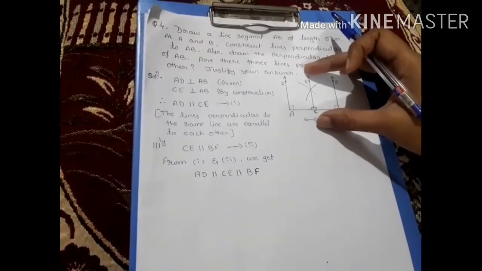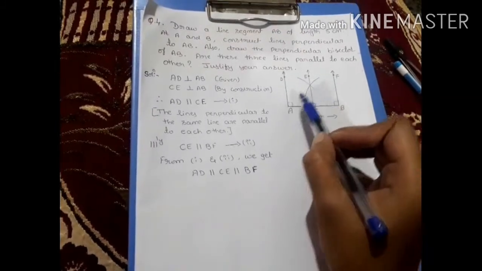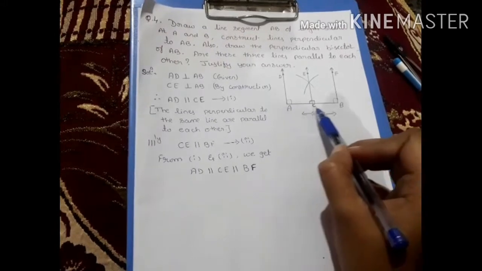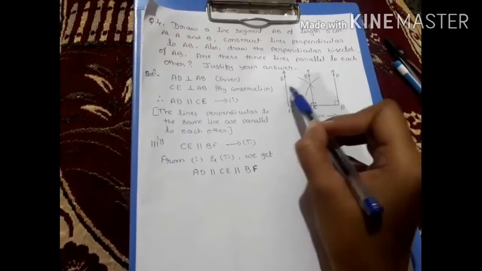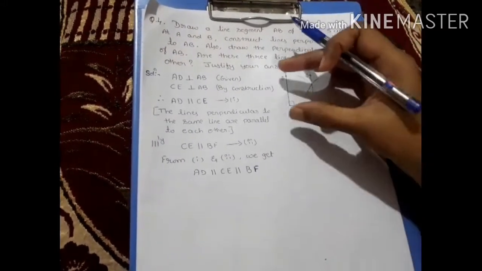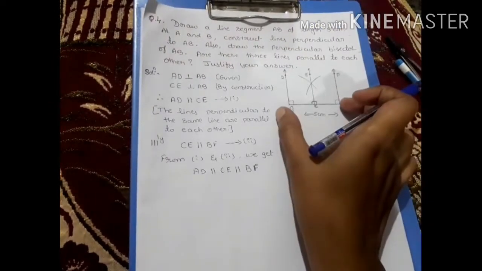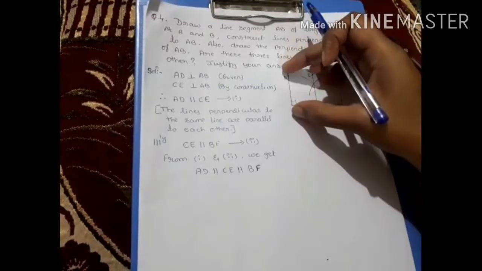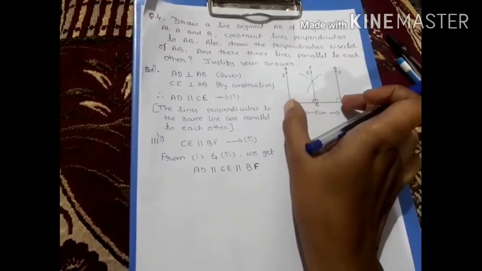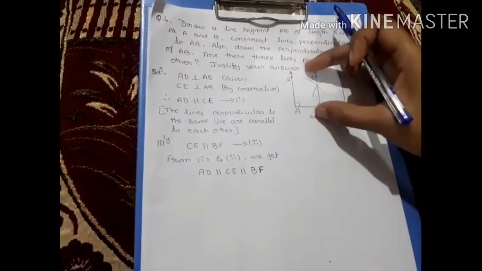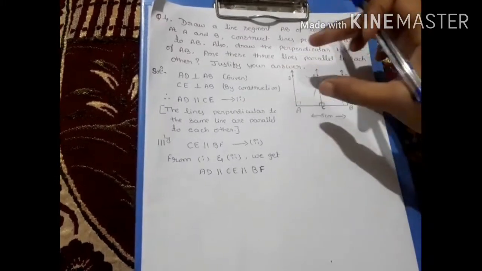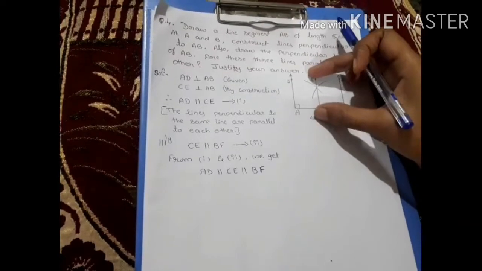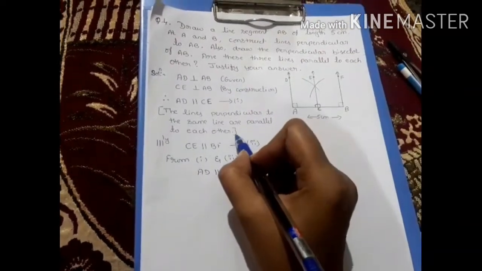What is the reason? Lines perpendicular to the same line are parallel to each other. Here AD is perpendicular to AB and CE is also perpendicular to AB. The lines are perpendicular to the same line. Then which two lines? AD is parallel to CE. These two lines are parallel to each other. So we gave the reason here.